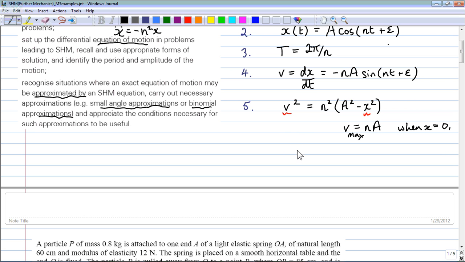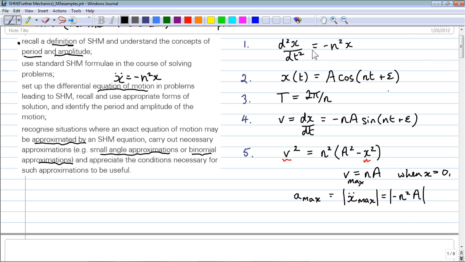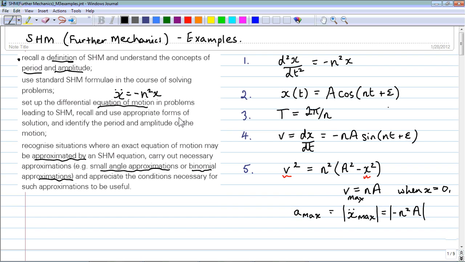Notice also that the maximum acceleration, x double dot max, equals n squared times a. That, of course, I mean magnitude. The maximum magnitude of acceleration is n squared times a, where a is the amplitude. That's obvious from this equation here.